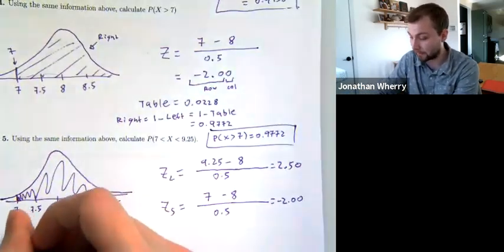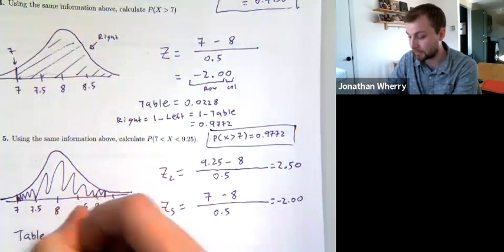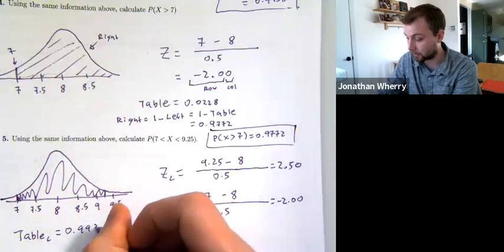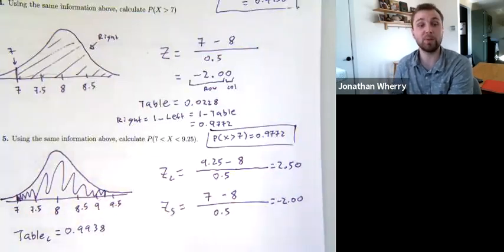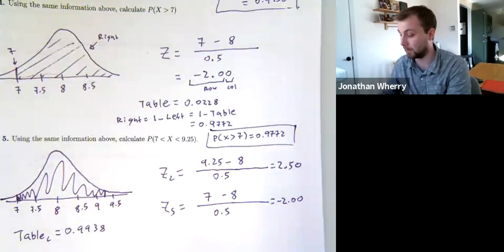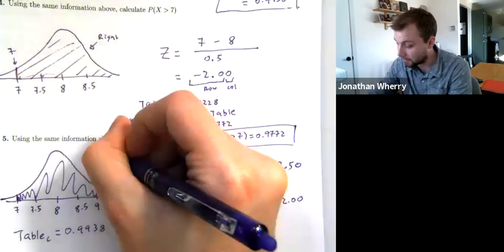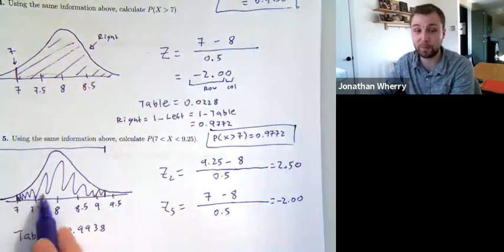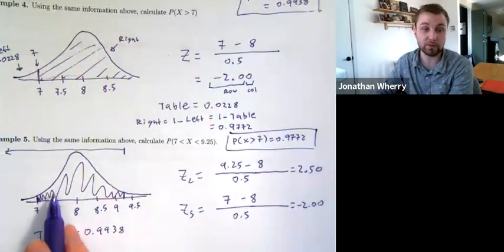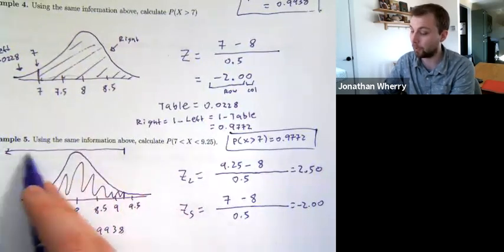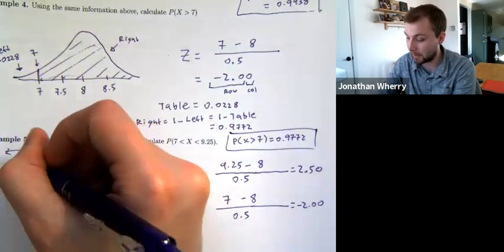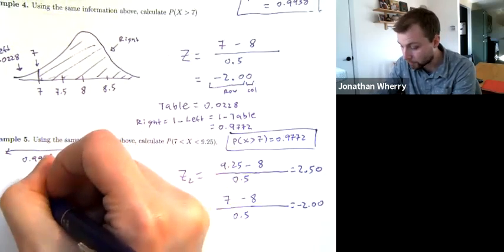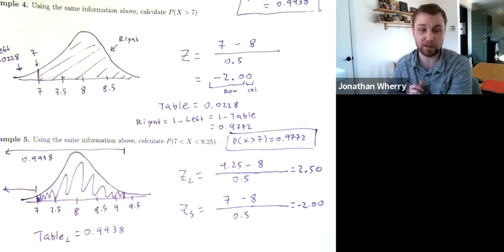One of my table values, when I looked up that larger z-score, was 0.9938. I'm going to put that on the picture so we can see what's going on. That means when I'm looking at this 9.25 and down, this includes all of my area that I want, but also this little tail that I don't want. This total thing here is 99.38%.